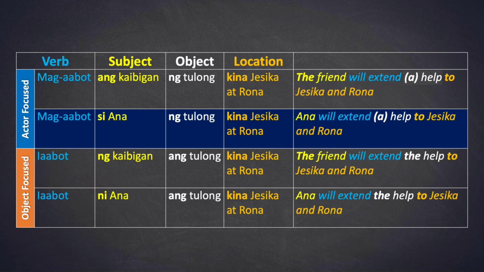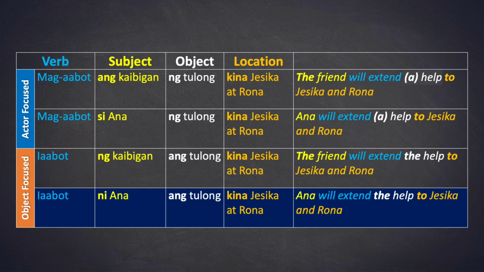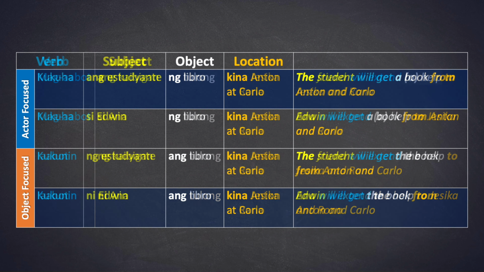Mag-aabot si Anna ng tulong kina Jessica at Rona. Anna will extend help to Jessica and Rona. Iaabot ng kaibigan ang tulong kina Jessica at Rona. The friend will extend the help to Jessica and Rona. Iaabot ni Anna ang tulong kina Jessica at Rona. Anna will extend the help to Jessica and Rona.